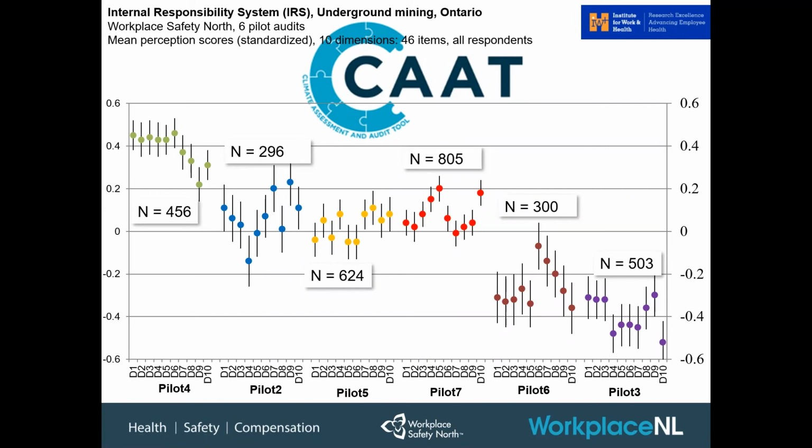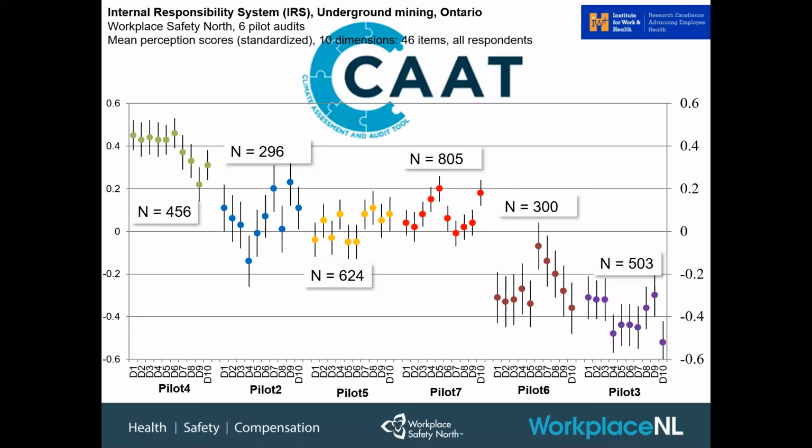So you can see on the left-hand side that there's a pilot site number 4. When you look at the 10 dots, these are the 10 dimensions. And these are D1, D2, D3, D4, all the way to D10. And these are the results from the 46 perception survey questions. The number under each one of those series of 10 dots, denoted by N, is the number of respondents at that particular mining operation.